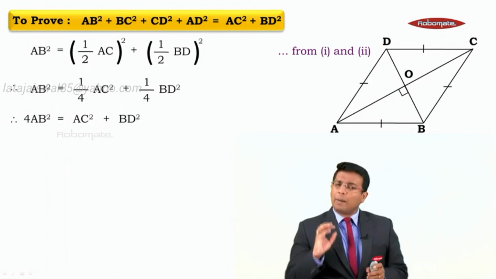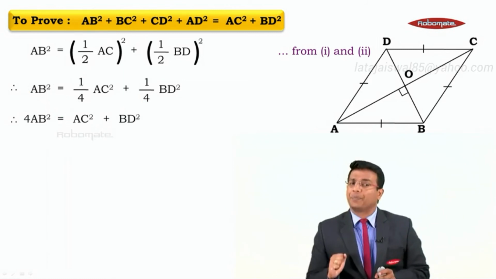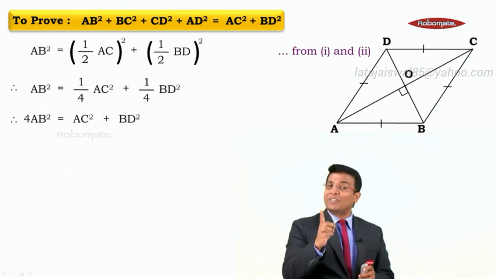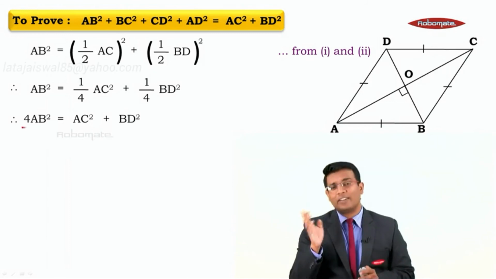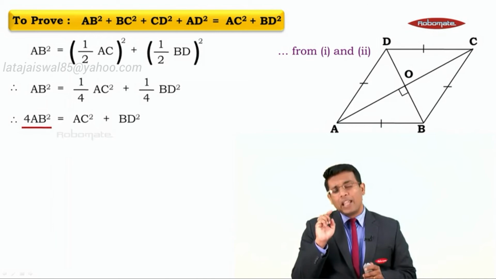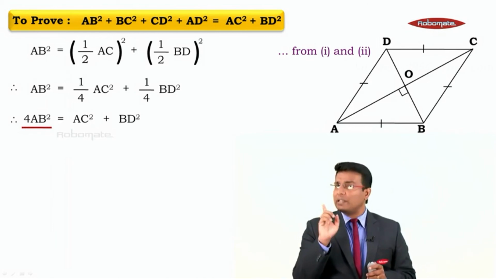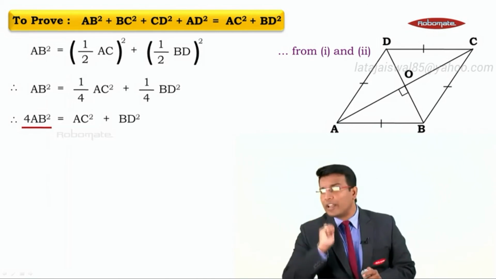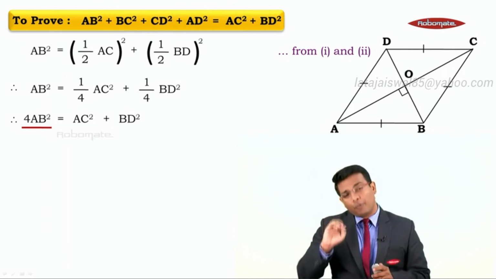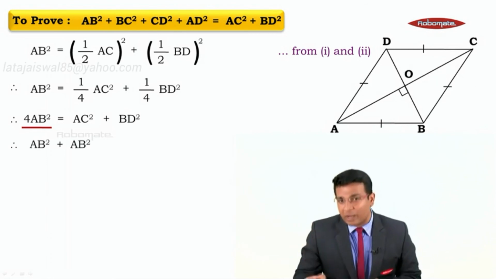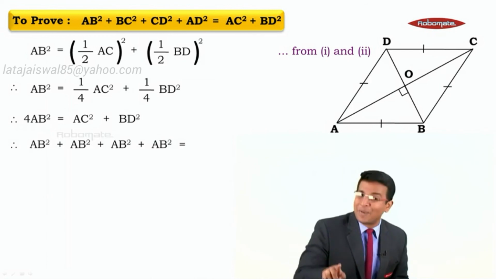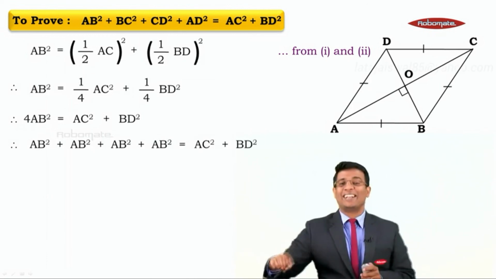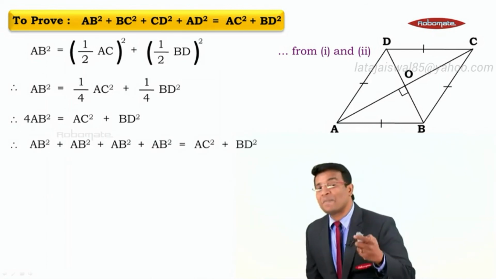Now what has happened? Now just compare this with what we wanted to prove. On the right hand side we wanted AC square plus BD square. Have we got it? And on the left hand side we wanted AB square plus BC square plus CD square plus AD square. But what do we have? 4 times AB square. So 4 times AB square, can we write it as AB square plus AB square plus AB square plus AB square? Yes. And that is equal to the right hand side. That is AC square plus BD square.